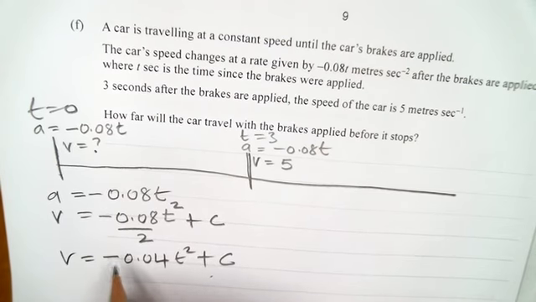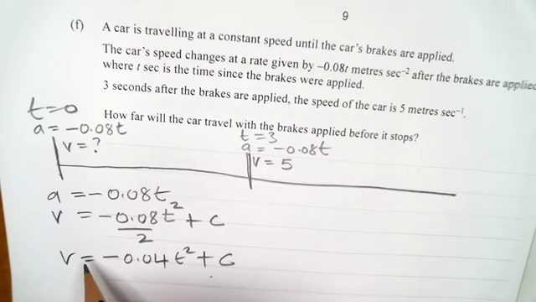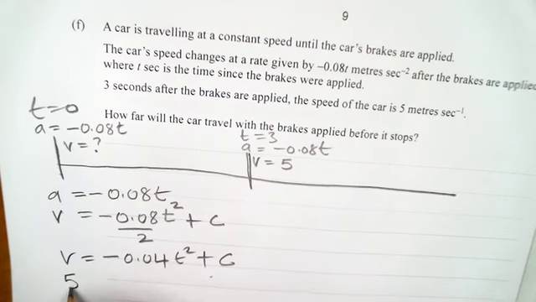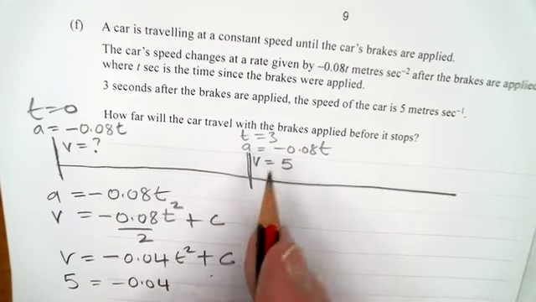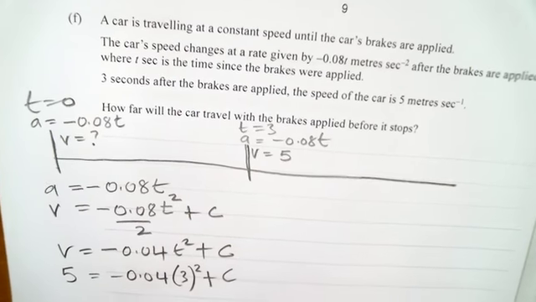But we do know one of the parts for velocity. We know that when velocity is 5 and the time is 3, we could find c. Yes, we could find the initial velocity. So let's do that now. We know velocity is 5, negative 0.04 times t. We know the time there is 3. That's squared. Plus, we don't know c. We're going to find c.